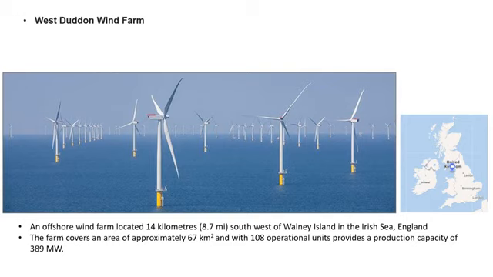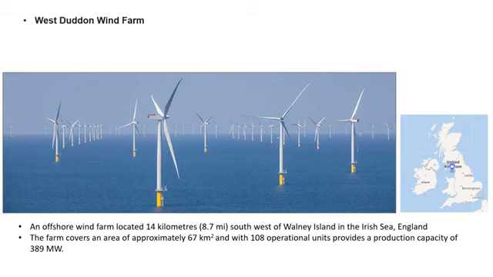Another example of offshore wind farm is the West Duddon Wind Farm, and the location is shown in the map. West of Duddon Sands Wind Farm, occasionally known as West Duddon Wind Farm, is an offshore wind farm located 14 kilometers southwest of Walney Island in the Irish Sea, England.